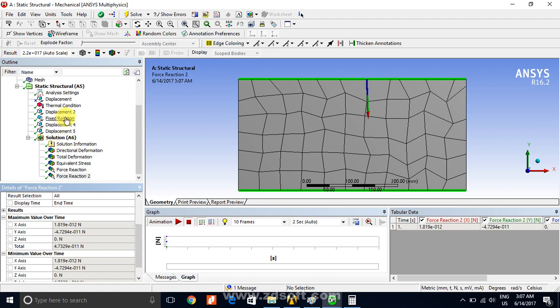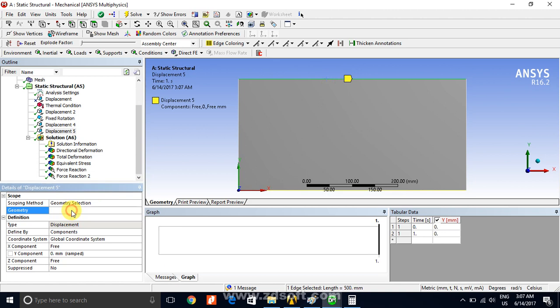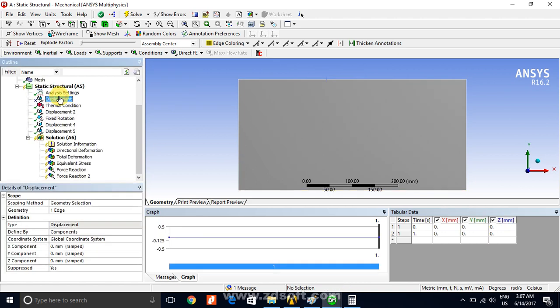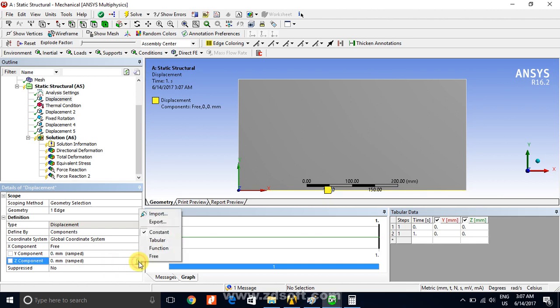So we have to do one thing, model only one edge. Okay, one edge, and just unsuppress this one, unsuppress and model it with this one to get the boundary reactions in y0 and other must be free. Okay, they must be free. These are the correct boundary conditions, and now solve it.